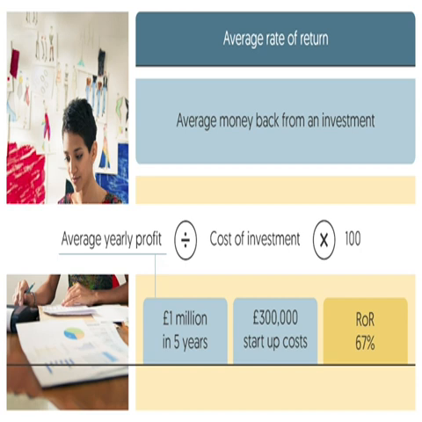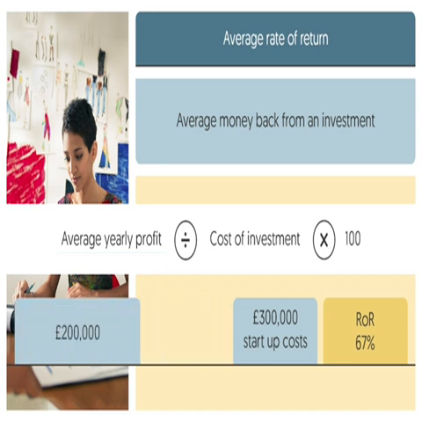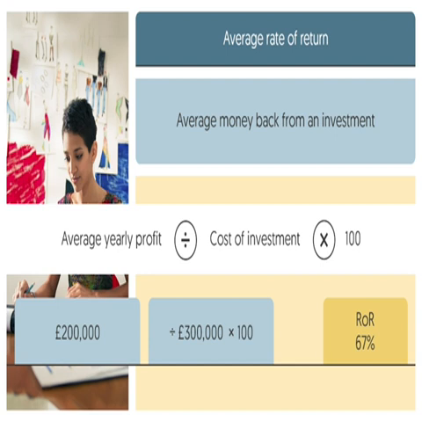This is because your £1 million is divided by the 5 years to give an average yearly profit. This gives average annual profit of £200,000. Take the £200,000 and divide it by the cost of investment, which was £300,000. Multiply the answer by 100 to put it in a percentage, and it gives a result of 67%. Understanding profit is a fundamental concept of business, so make sure you revise and know the formulas.